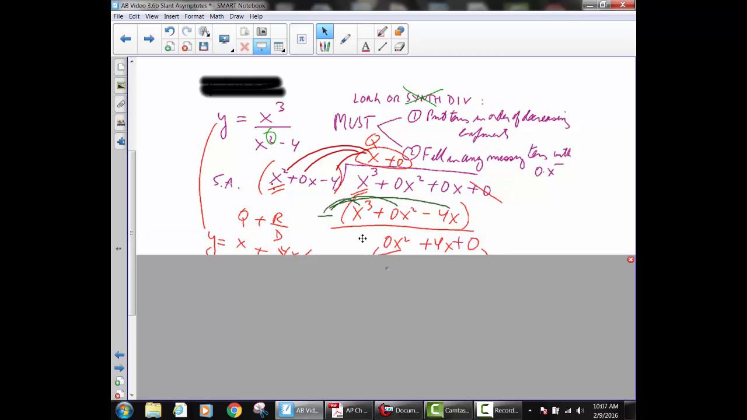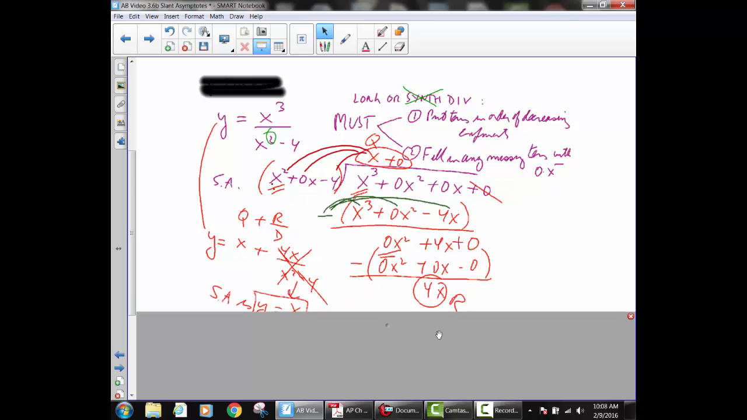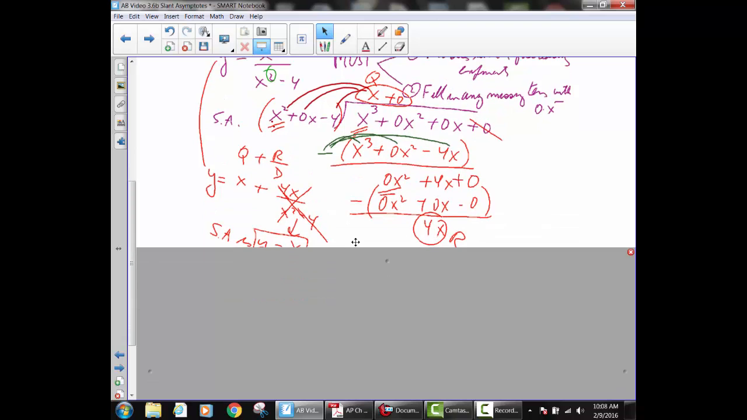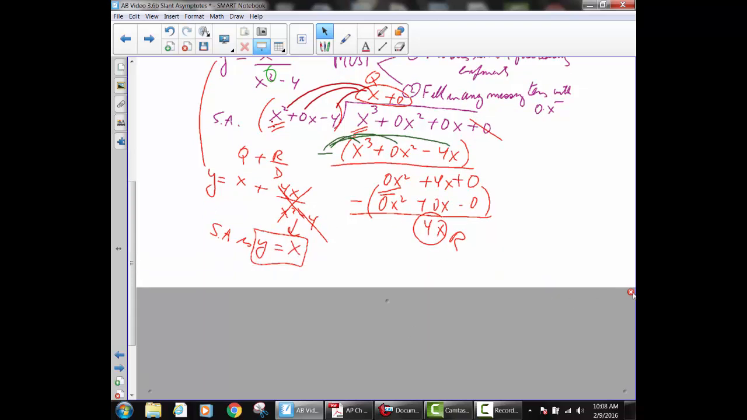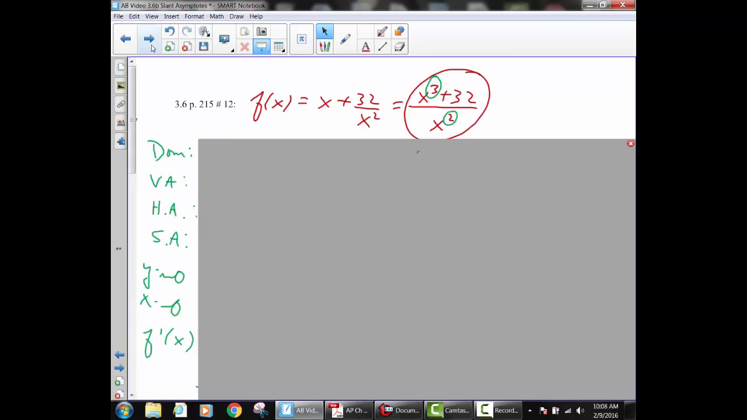So x cubed minus x cubed is gone. 0x squared minus 0x squared is 0x squared. And 0x plus 4x is plus 4x. Then you're asking yourself, x squared times what gives 0x squared times 0? So these will all be zeros. And you've already brought this term down here. And so your remainder is 4x, but we don't care about the remainder. The key thing is our quotient is just x, so our slant asymptote is y equals x. So I'm not doing the whole graph. I'm just talking about the slant asymptote.